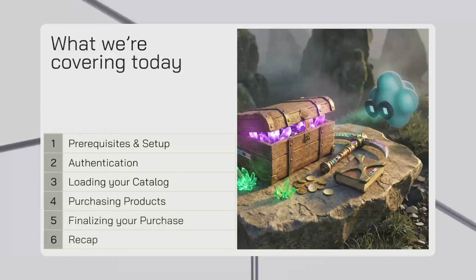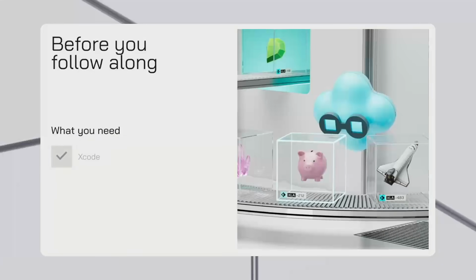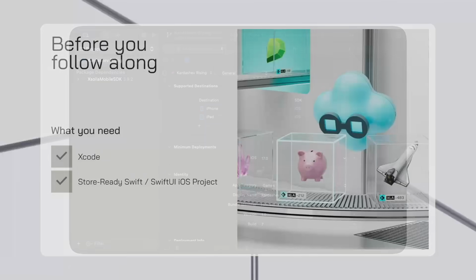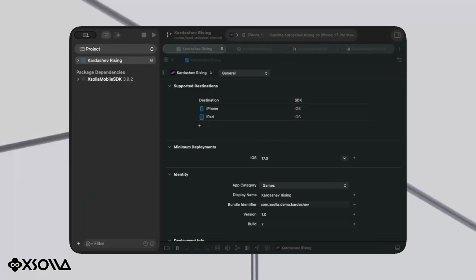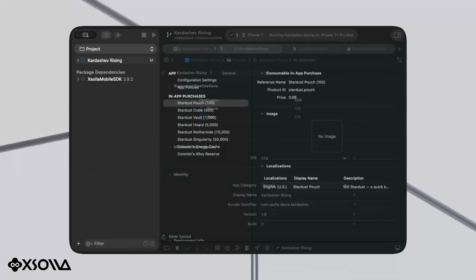Here's what you'll need to follow along. First, make sure you've installed a current, stable version of Xcode. Next, you'll need a store-ready Swift or SwiftUI iOS project. For this demonstration, you should only be targeting iPhone and iPad. And make sure you have your StoreKit asset set up with all of your product identifiers ready to go.